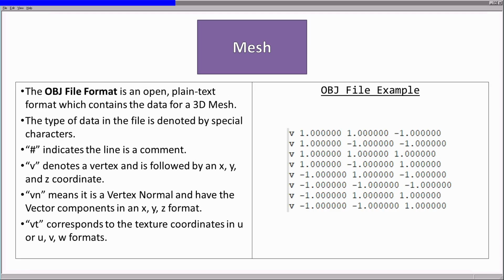Looking at one of these formats, we can start putting it all together. The OBJ file format is an open plain text format which contains the data for a 3D mesh. The type of data in the file is denoted by special characters. The pound or hashtag indicates that the line is a comment. V denotes that this is a vertex followed by an XYZ coordinate. VN means that this is a vertex normal, with the vector components in an XYZ format. VT corresponds to the texture coordinates, either in UV or UVW formats. This is going to be discussed a little later.